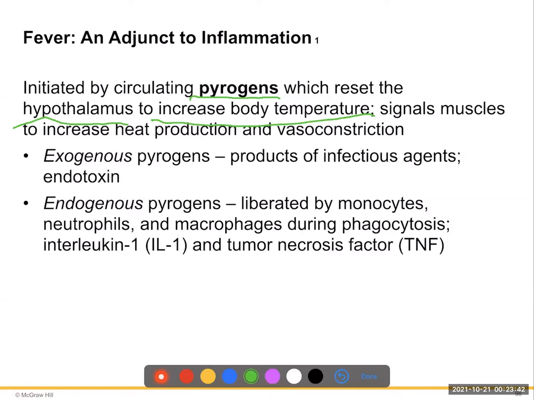So you get exogenous pyrogens, which are products of the infectious agent. Those are your endotoxins, released by the bacteria, by the microbe that's invading your body. Or you get endogenous pyrogens. Those are liberated by our own cells, by the monocytes, neutrophils, and macrophages during phagocytosis. This is interleukin-1 and tumor necrosis factor, TNF. So exogenous pyrogens are released by the bacteria. Endogenous pyrogens are released by our own cells. And again, they affect the hypothalamus, which is your thermostat, to increase body temperature.